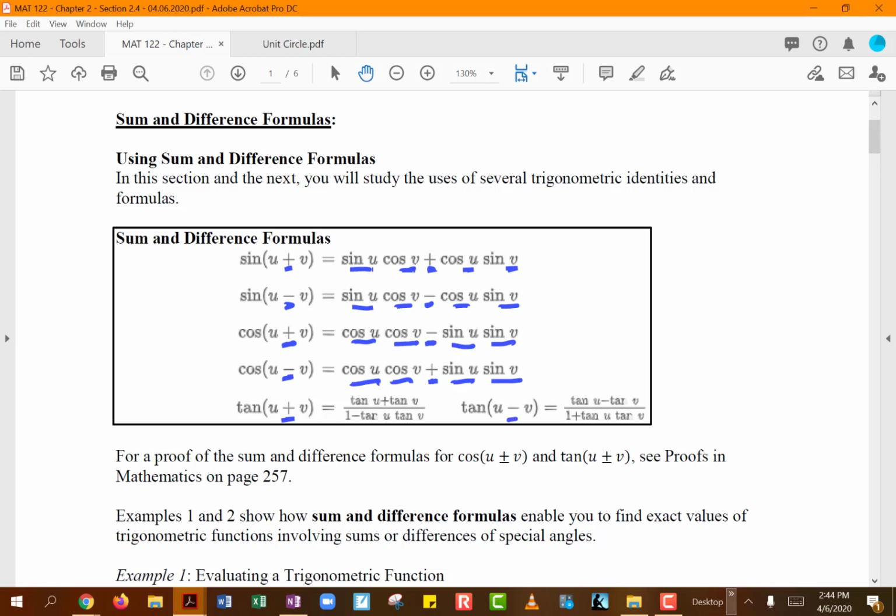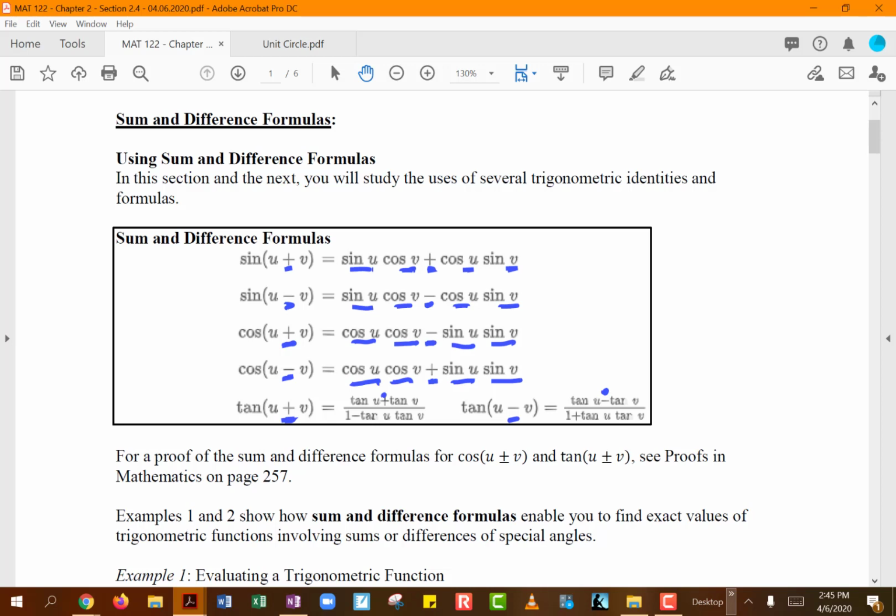When you have tangent of u minus v, this is where the signs in your numerator and denominator will change. So now this will become tangent of u minus tangent of v, and then the denominator is 1 plus tangent u times tangent v. So you will notice when you have a plus sign on the left hand side, you have a plus sign in your numerator. When you have a minus sign on the left hand side, which is tangent u minus v, you're going to have a minus sign in the numerator of your tangent function formula, right? So basically you're switching the signs, as I said.